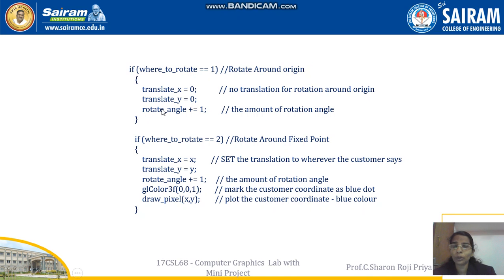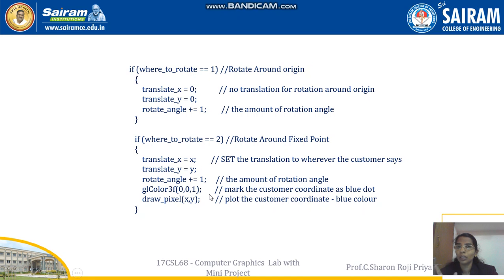How am I rotating? I'll just be rotating around the origin. That is, every time I'll be incrementing by 1 degree, and I'll be rotating. Suppose I want to rotate around the user's coordinate, that is around the fixed point. Initially I'll be having an origin. From that origin you move. The user will be specifying some x and y value. You make a translation along the x-axis and along the y-axis. Then you start rotating.